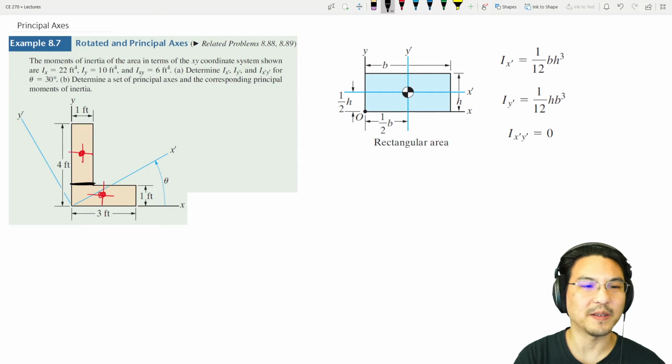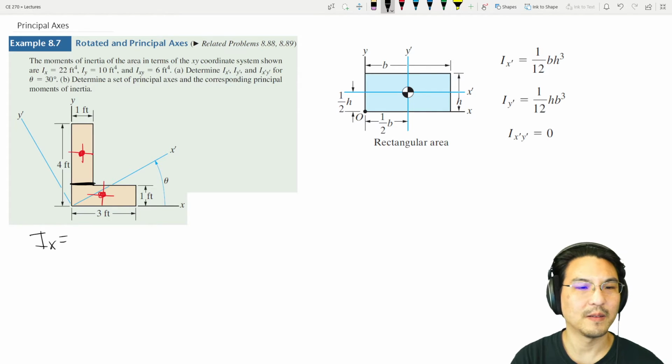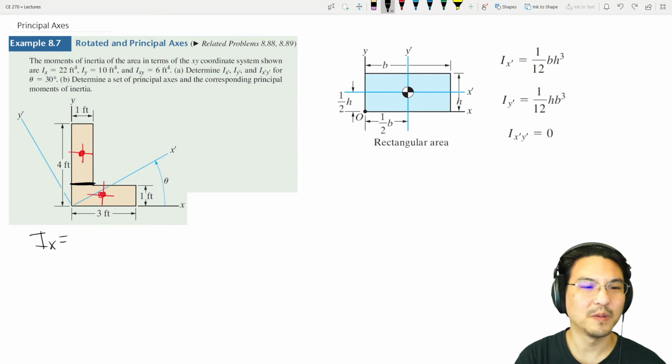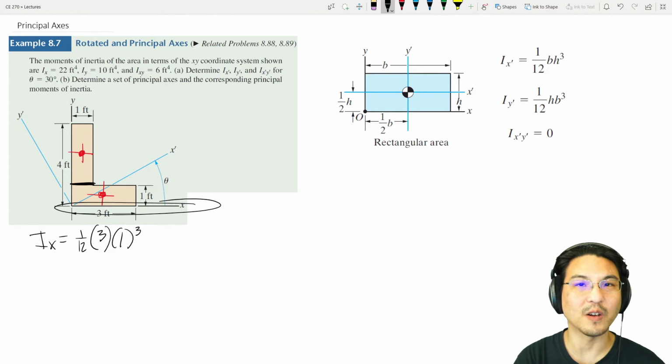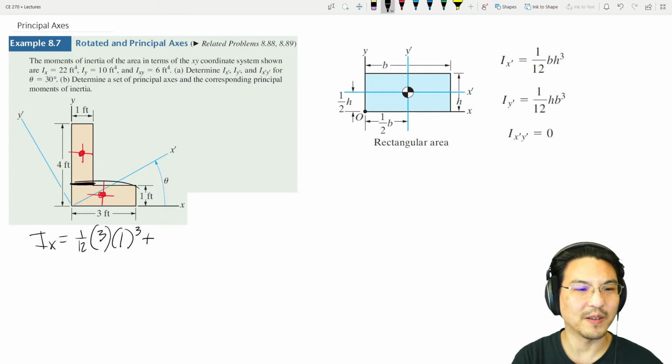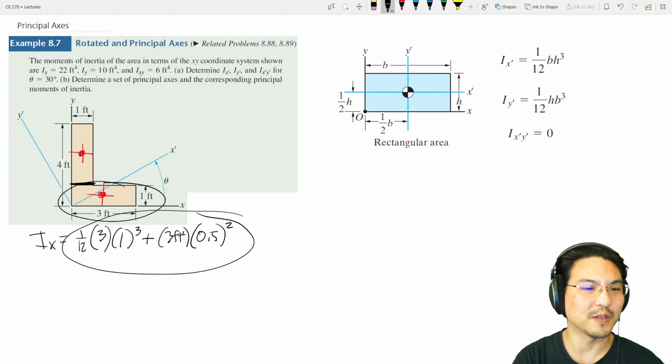Okay, so let's say for this one, Ix is right here, 1/12 base height cubed. Let me just put the numbers. 1/12 base height cubed, 3 feet, 1 foot cubed. But that's about here. We need to do the parallel axis theorem to here. So plus the area of this shape, 3 square feet, times this distance squared. So that's half a foot, 0.5 squared. Okay, so this is for this rectangle.